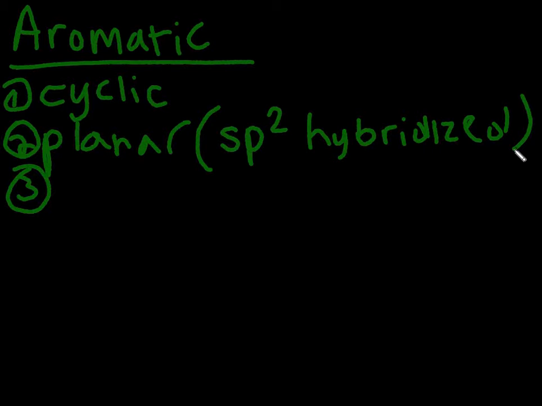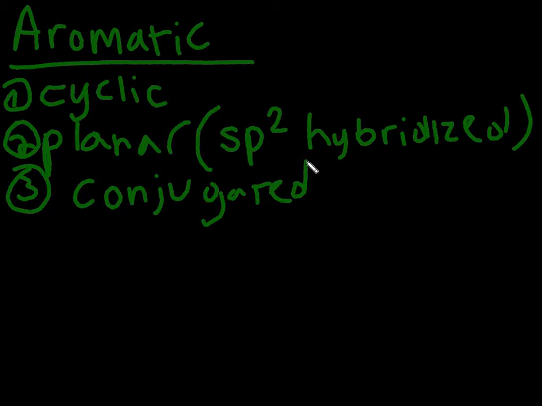Three, very important actually. This is kind of the most important, and it can quickly tell if it's aromatic or not. It must be conjugated. Now, what does that mean? Conjugation is this alternation, this alternating of single bonds and multiple bonds. The reason for conjugation is it lowers the overall energy of a compound and it increases its stability.